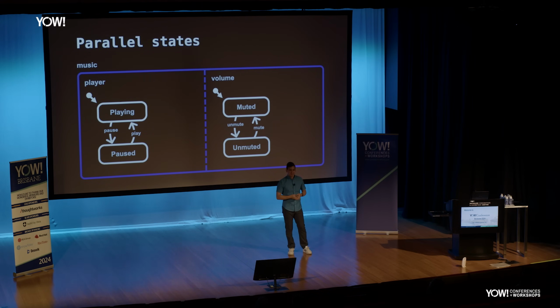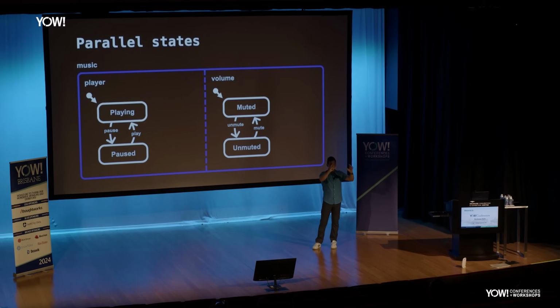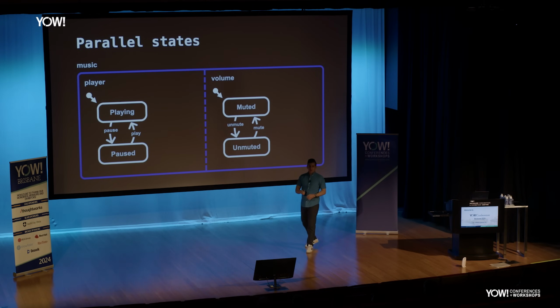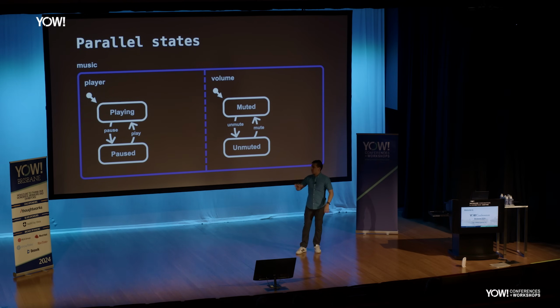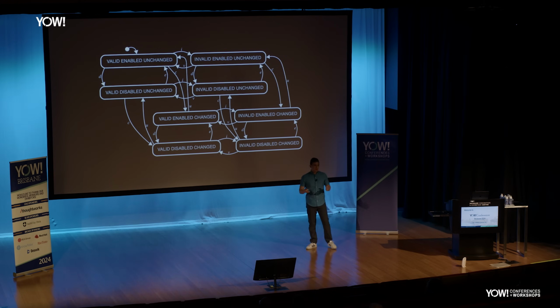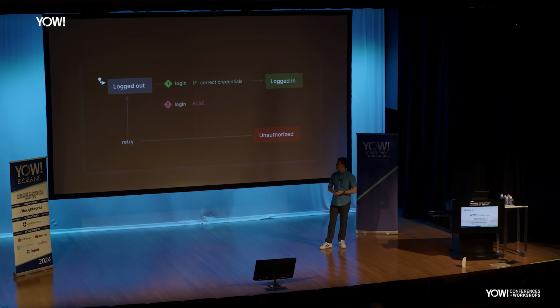There's also parallel states, and parallel states allow you to further simplify state charts and state machines by saying these two things happen concurrently. So we have the player, which is representing whether we're playing or paused, and we have the volume control, which represents whether we're muted or unmuted. So if you were to try to do this without parallel states, you would have to represent these as a combination of states, such as playing muted, playing unmuted, paused muted, paused unmuted, and you could see how it could get even more complex when you have even more different concurrent states that you need to represent. So that's why parallel states exist.